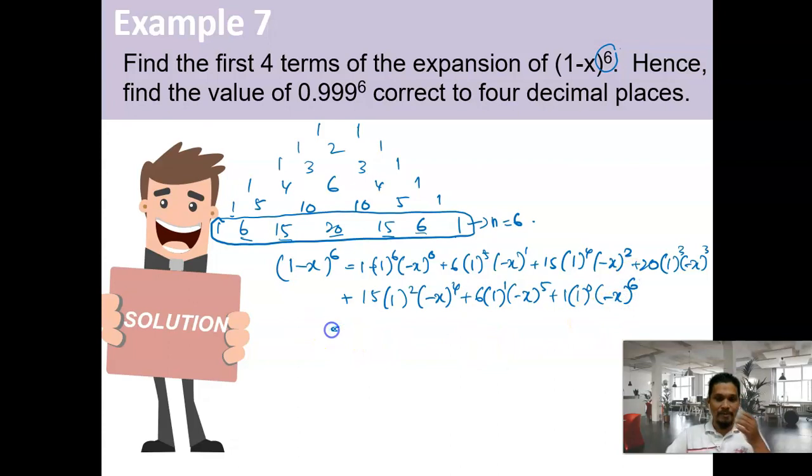So simplify this, and it's going to give you 1 minus 6x plus 15x squared.